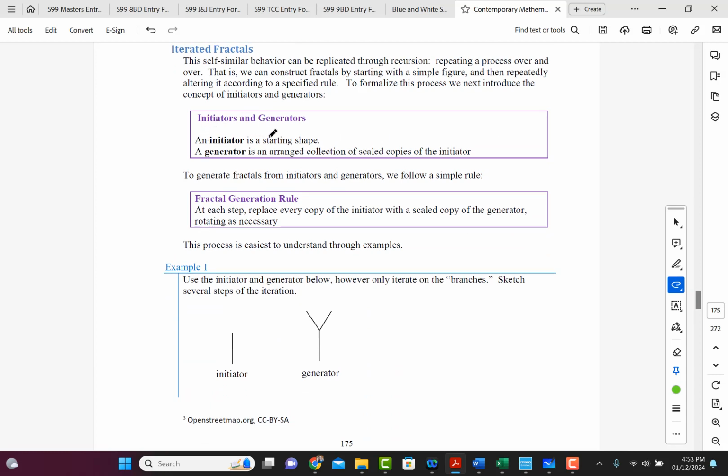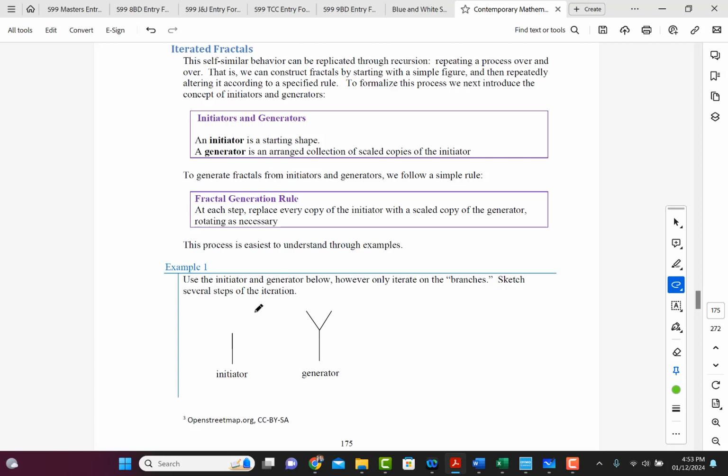So an initiator is a starting shape. A generator is an arranged collection of scaled copies of the initiator. Okay, to generate fractals from initiators and generators, we follow a very simple rule. Here is the rule. It's called the fractal generation rule. At each step, replace every copy of the initiator with a scaled copy of the generator, rotating as necessary.